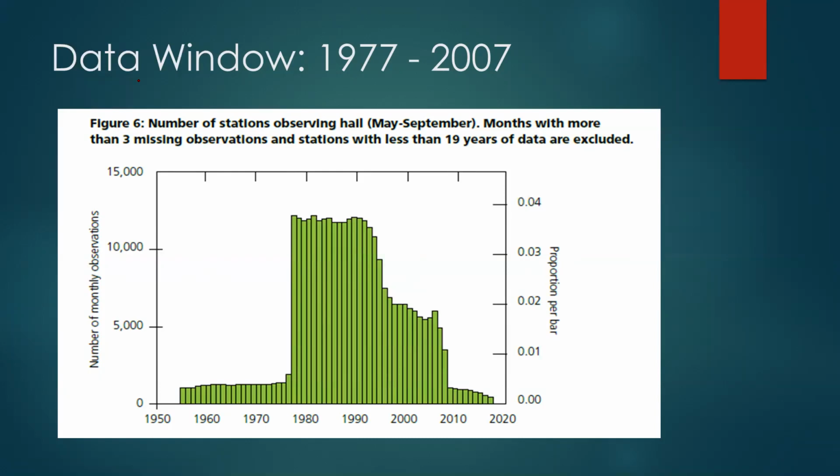So really, there's a narrow window of time that we can use to develop hail climatologies based on station observations. We were restricted from 1977 to 2007. The previous study ended in 1993, so this did give us an additional 14 years to look at, but obviously, from 2008 onward, we were not able to use that data because it just wasn't there.